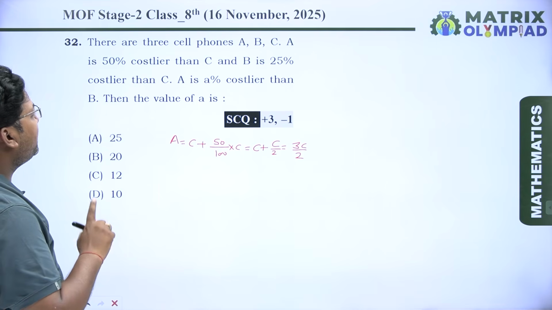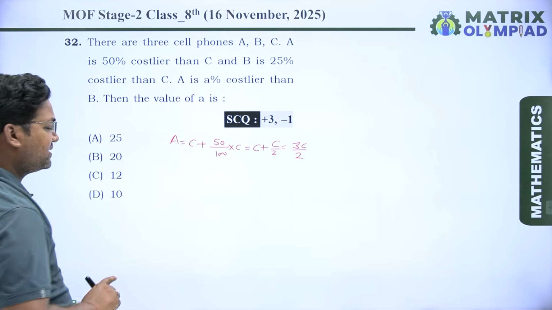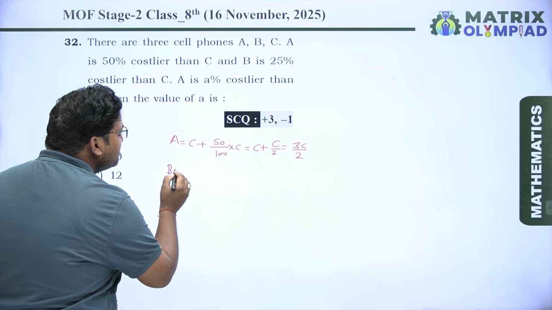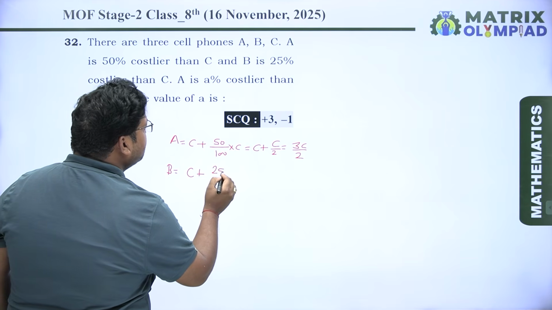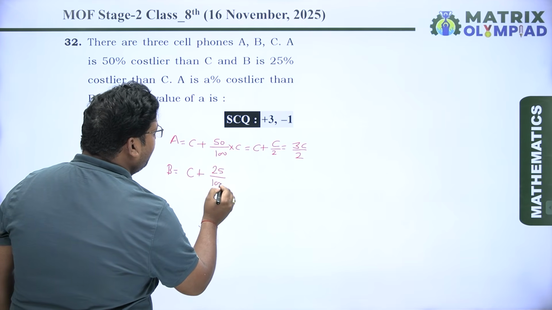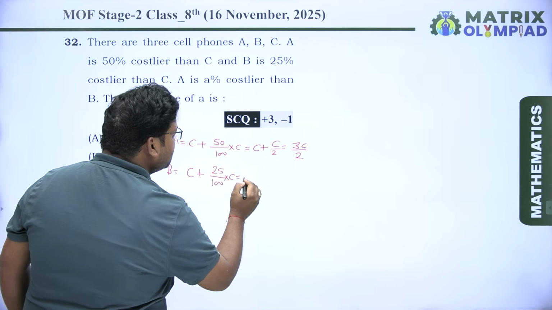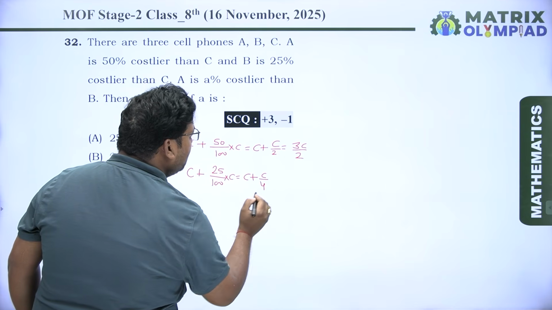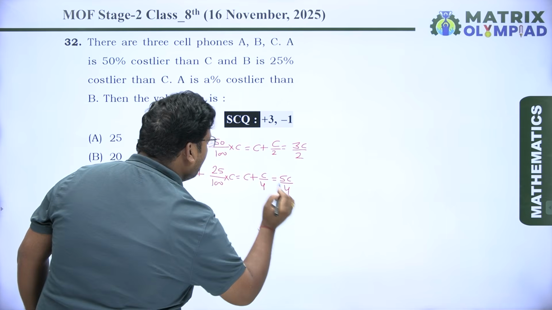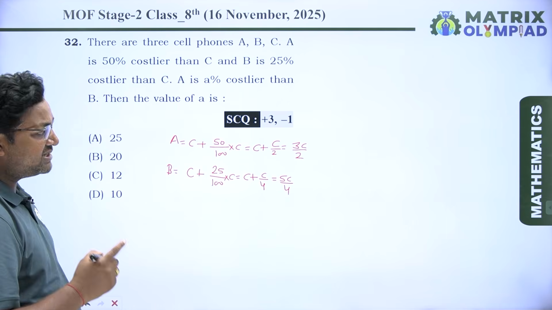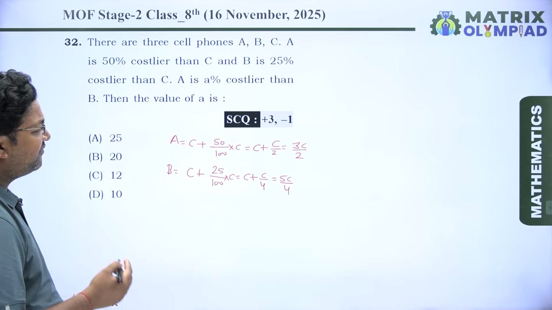Next statement is B is 25% costlier than C. So the cost price of B is C plus 25% of C. It means 25 upon 100 into C, which is equal to C plus C by 4. So it is 4C plus C, it is 5C by 4. So the value of A is 3C by 2. Value of B is 5C by 4.